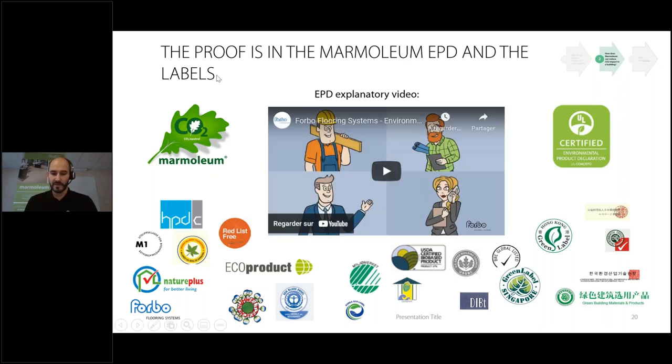So this is for Marmoleum. Marmoleum is a natural product, natural material. And as you can see, we have a lot of labels around this floor covering. All of these labels are mainly for natural product, low emission, biosourced, rapidly renewable, etc., etc.